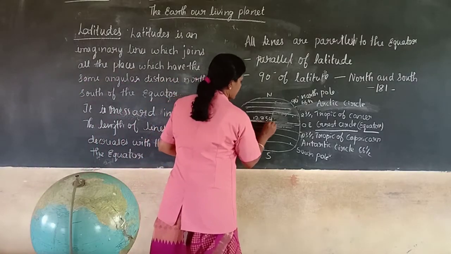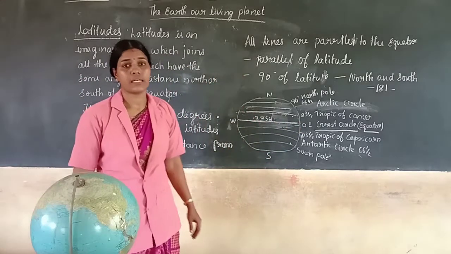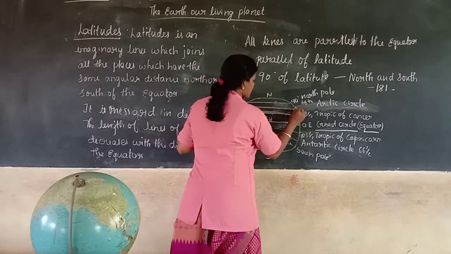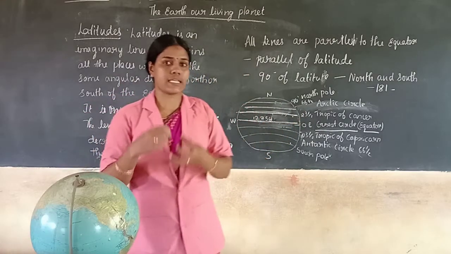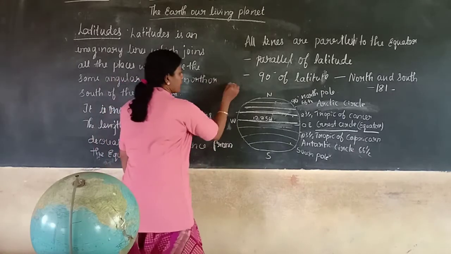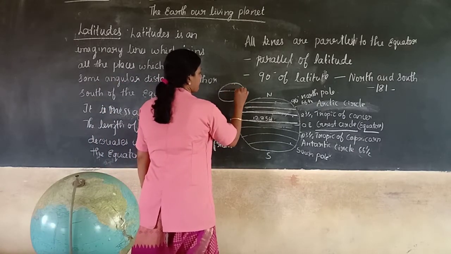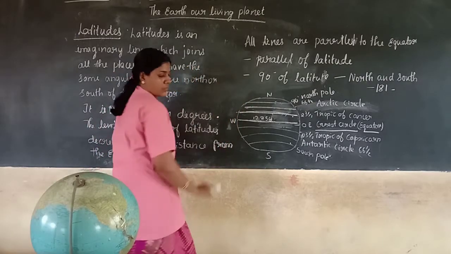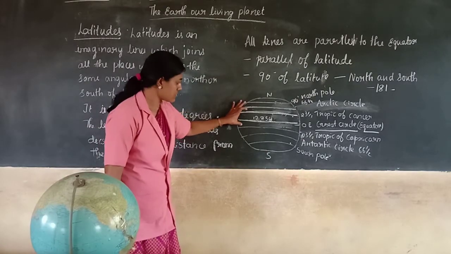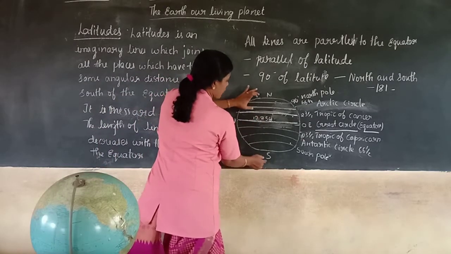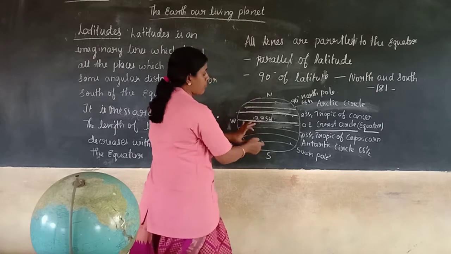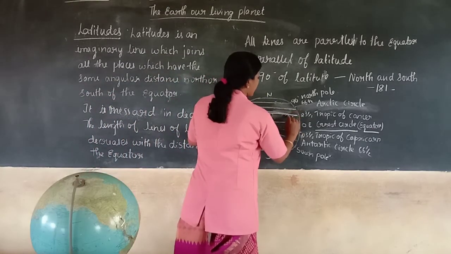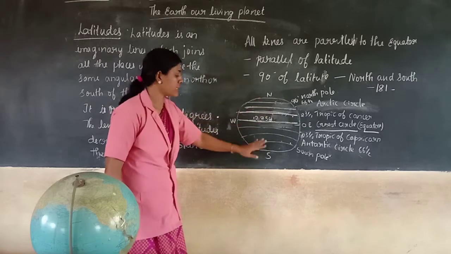See, this is the longest line of the latitudes. When it comes to the next imaginary lines, the length of the line decreases, for example like this. Then as we go up, the length of the lines decreases. These imaginary lines are drawn at the same angular distance, but the length of the lines decreases in the north and in the south.